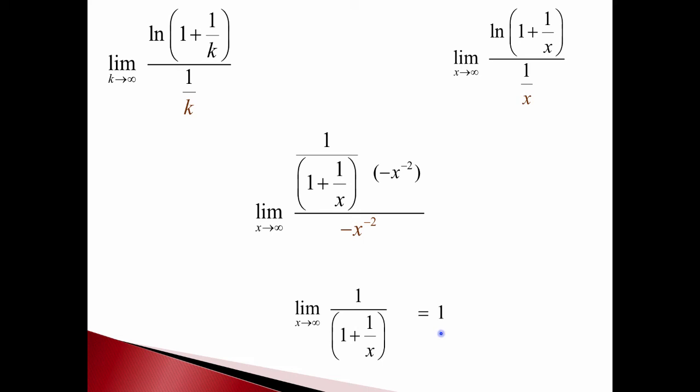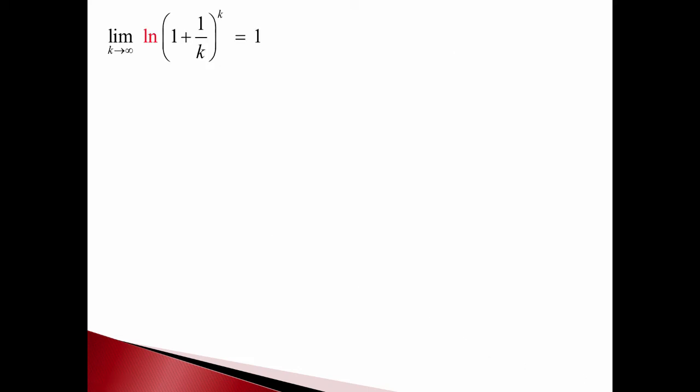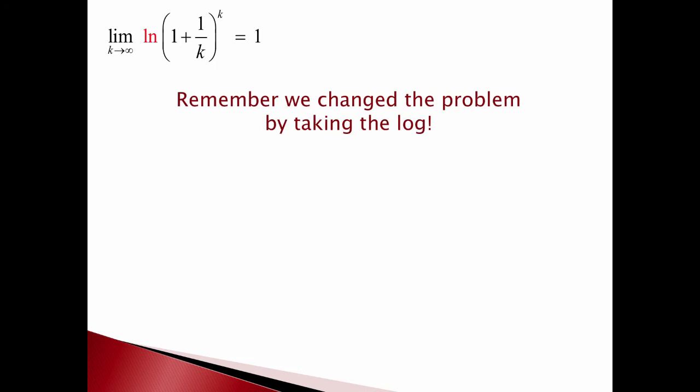So, wait a minute, I thought you said that the answer wasn't 1 a few minutes ago, when I was talking about the wrong way to do this problem. Well, the answer is not 1, because remember, we changed the problem by taking the log. Right? The original problem was this one in blue. It was 1 plus 1 over k all raised to the kth power. The problem we just solved was log of that. And when we took the log and worked the problem, we got 1. So what we really have here is log of what we wanted is 1.